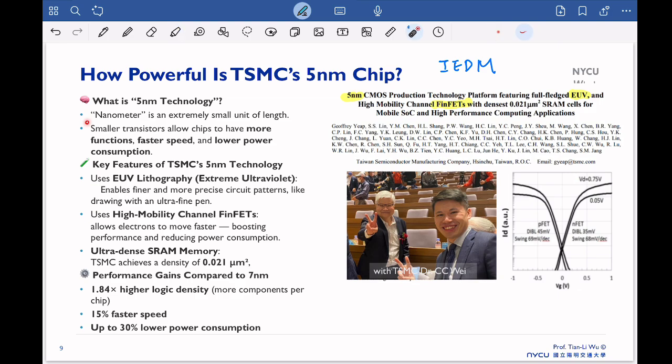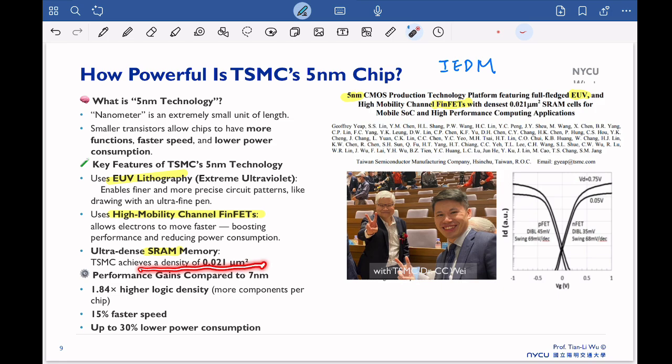We have explained that the nanometer is an extremely small unit of length. A smaller transistor allows a chip to have more function, faster speed, and lower power consumption. And some key features of this TSMC 5 nanometer technology include the EUV, which enables finer and more precise circuit patterns, like drawing with an ultra-fine pen. So that's the idea of why we need to use the EUV. And also they use a high mobility FinFET here, which allows electrons to move faster, boosting performance and reducing power consumption. And also the ultra-high density SRAM. SRAM is a kind of memory, and it's good to showcase that each technology can improve SRAM density. So in this case, they achieve the density at such a scale.